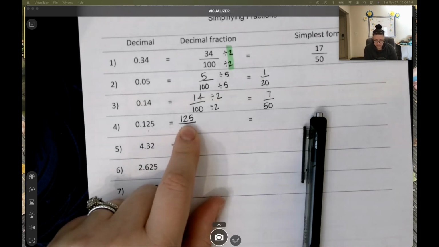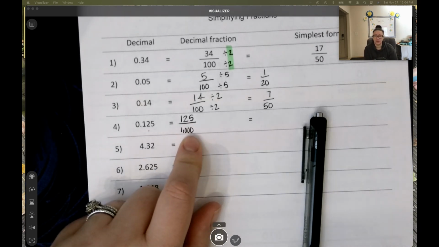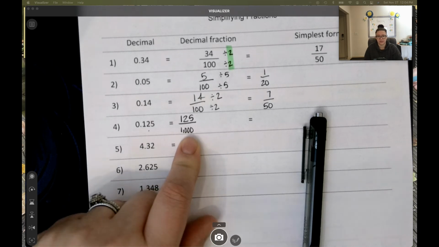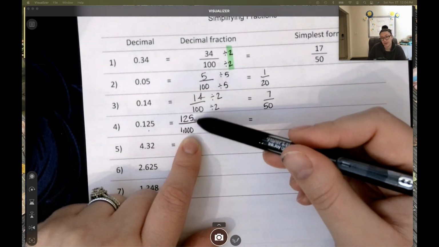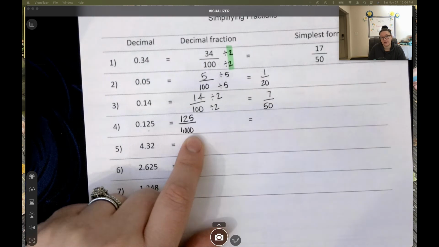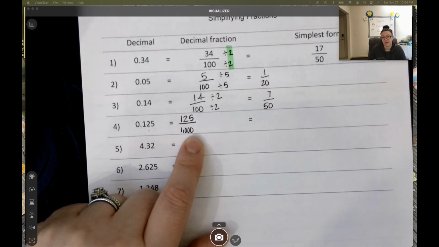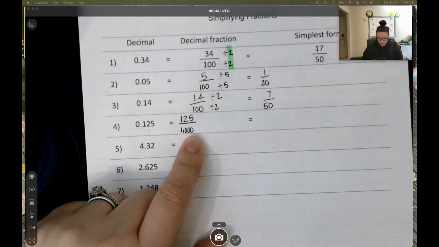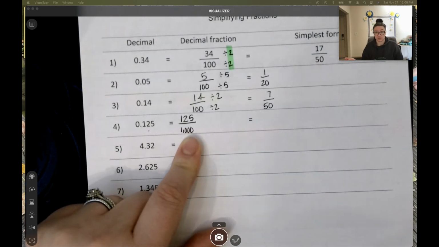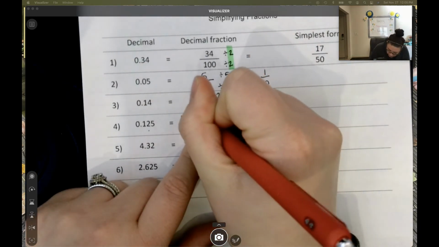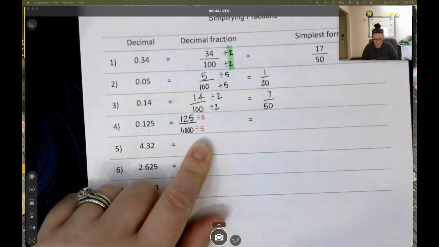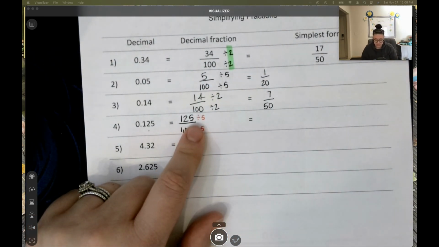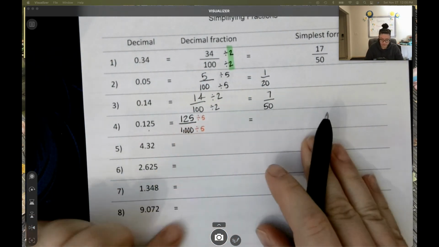So looking at 125 and 1,000, what number do those end with? They end with a 5 and a 0. What number gives me multiples that end in 5 and 0? 5. I know 5 can go into both these numbers, so that's where I'm going to start. I'm going to start out dividing both of these by 5. 125 divided by 5.